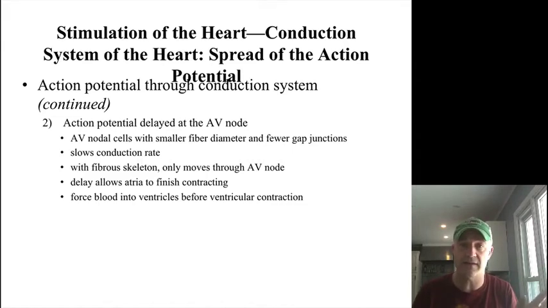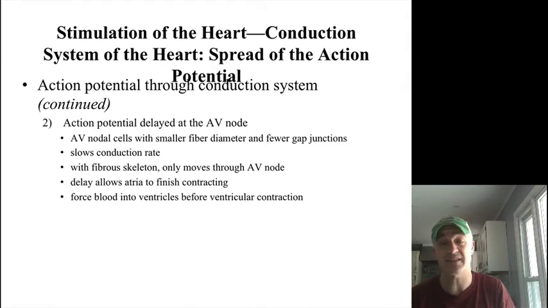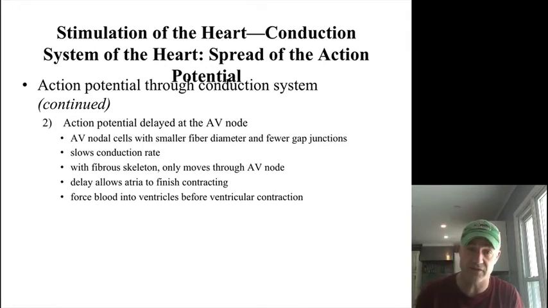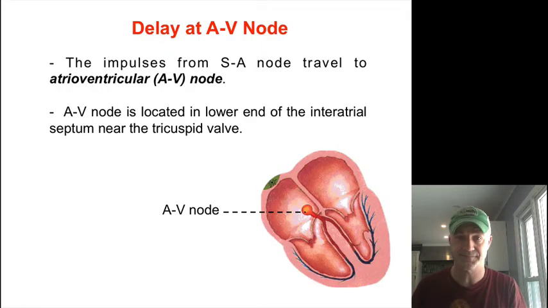What we don't want is basically like people trying to get in and out of the same door where you have people pushing on both sides of the door and no one's going through. So that's why we have this delay there. So that's the atria finishing contracting, forcing the blood into the ventricles before the ventricles start their contraction. So that AV delay, again, lets this happen mechanically.